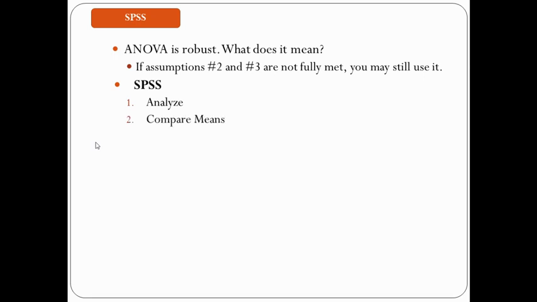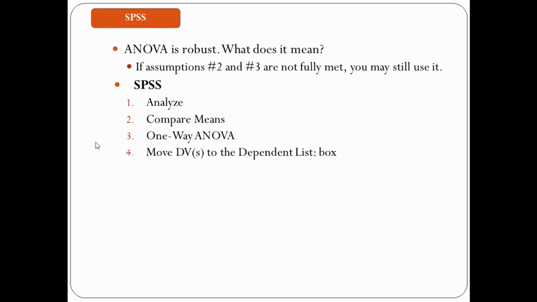Step number 1, we go to analyze. Step 2, compare means, because we compare means, but this time we compare 3, 4, 5 means, not 2 means. If we have only 2 groups, we're gonna go to t-test. Step 3, we choose one-way ANOVA because there is only one factor, or single factor, or one independent variable in our research question. And we can move one dependent variable to the dependent list.